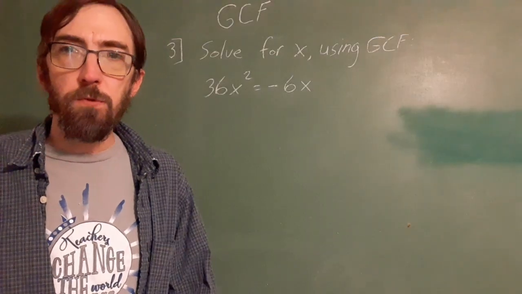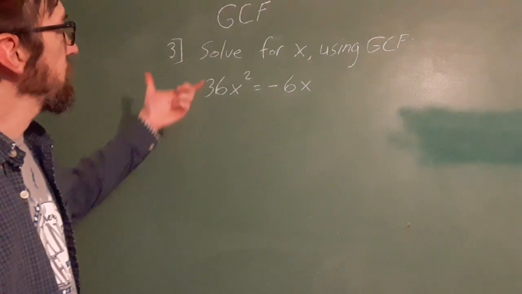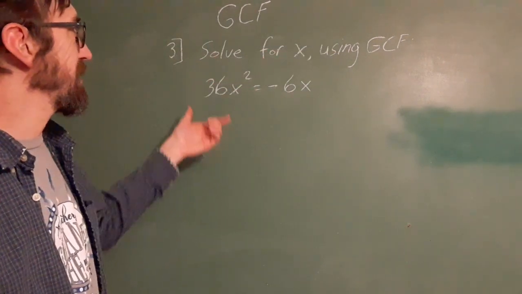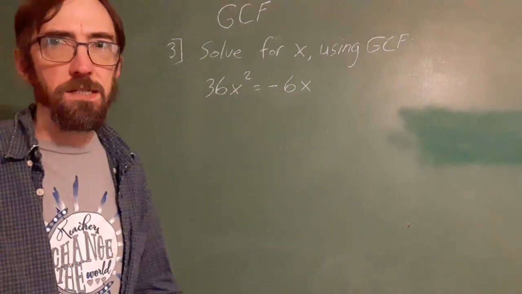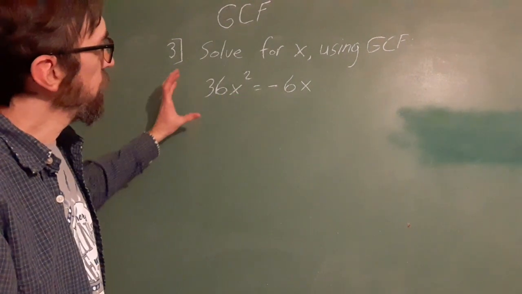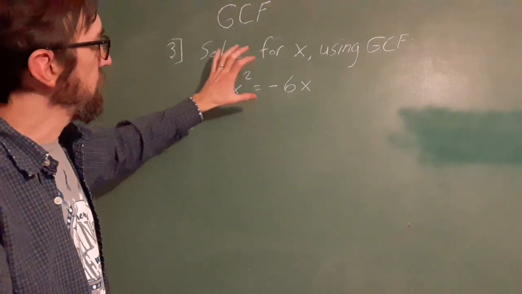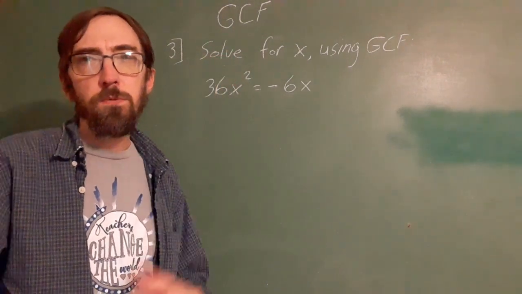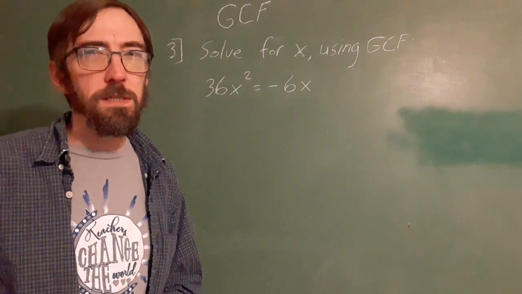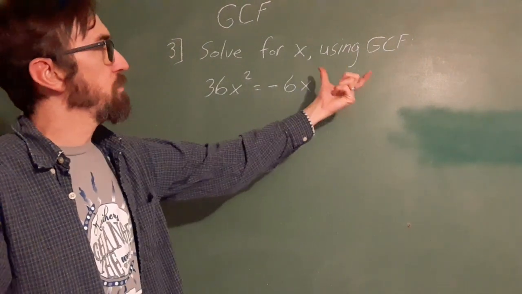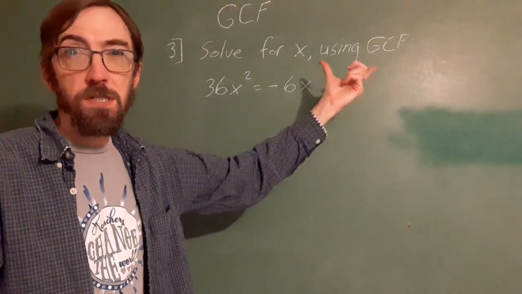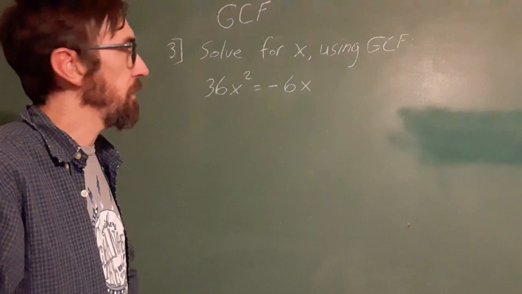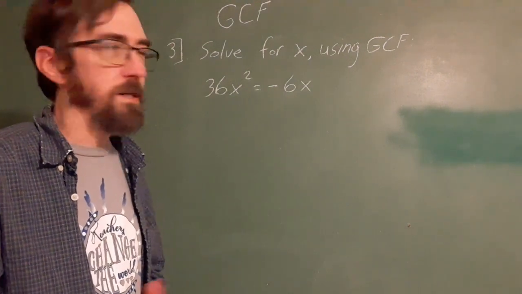The third problem that we're going to look at is solving for x using the greatest common factor, and we're given 36x squared equals negative 6x. Some of you might recognize that this is a quadratic piece on the left-hand side, so we could use the quadratic formula. But since we're given specific directions to use the greatest common factor, that's the technique that we need to use to solve this, and that really does come out very nicely.